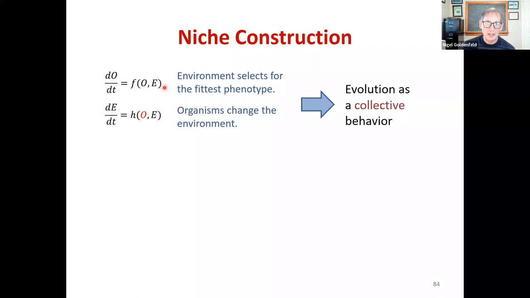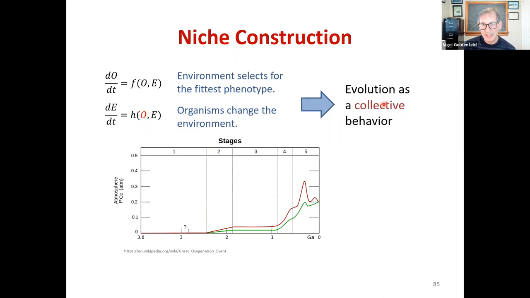And what's new in niche construction is the environment itself has its own dynamics. dE by dt is some function of E itself in some abstract way. But in niche construction is the idea that organisms themselves change the environment. So these processes become coupled and evolution becomes a collective behavior.